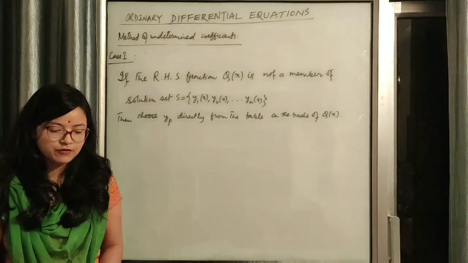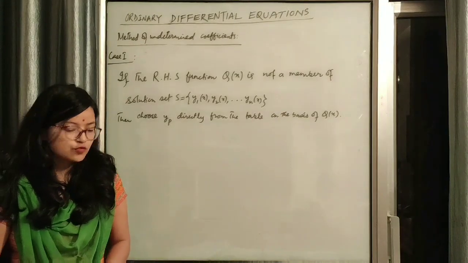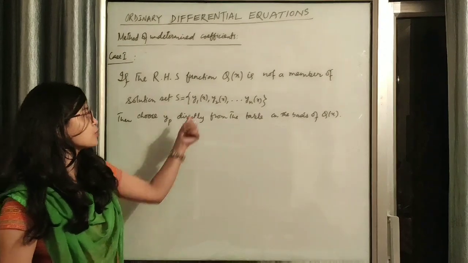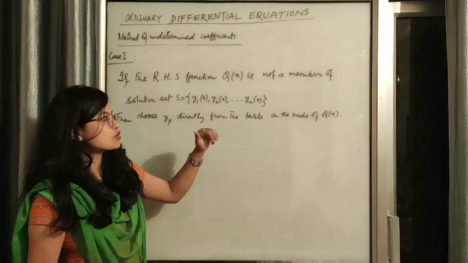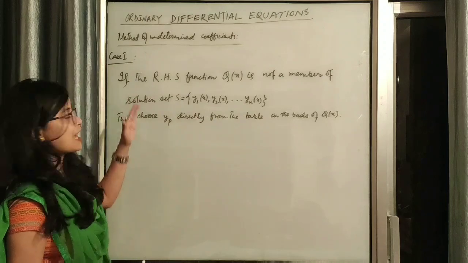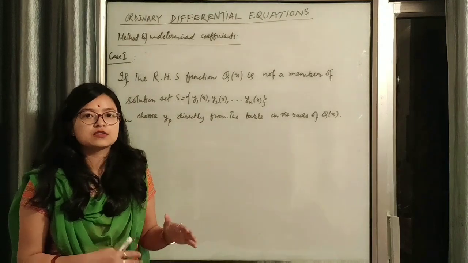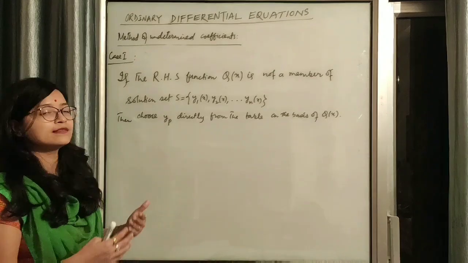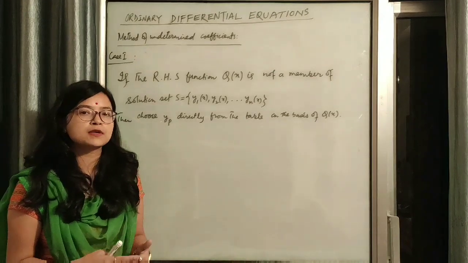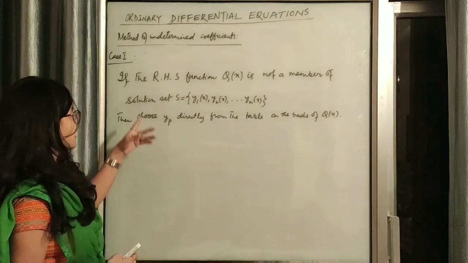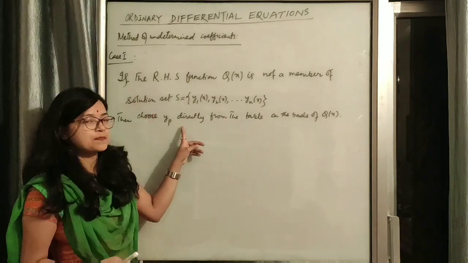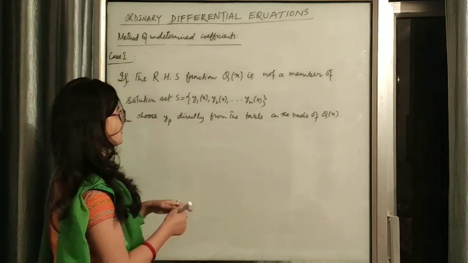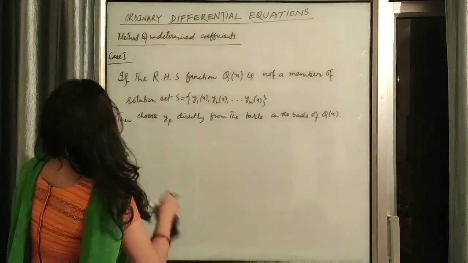Also, one more thing we have to keep in mind to assume the yp is whether the right hand side function is a member of the solution set or not. On that basis, we divide the topic into two different categories. First category: when the right hand side function is not a member of the solution set. In this case, we select the yp directly on the basis of Q(x). Let's take one example.